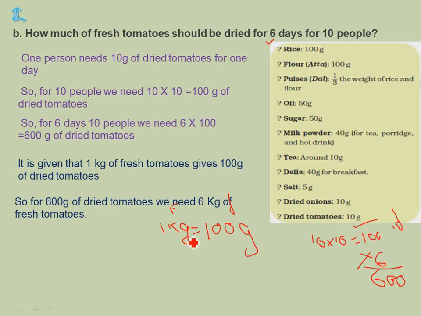Now you see here, if you take 1 kg fresh, you are getting 100 grams of dried. So if you take 600 grams of dried, how much is required? Multiply by 6, you are getting 600. So this also you multiplied by 6. So how much do you have to take? 6 kg of fresh tomatoes you have to take.